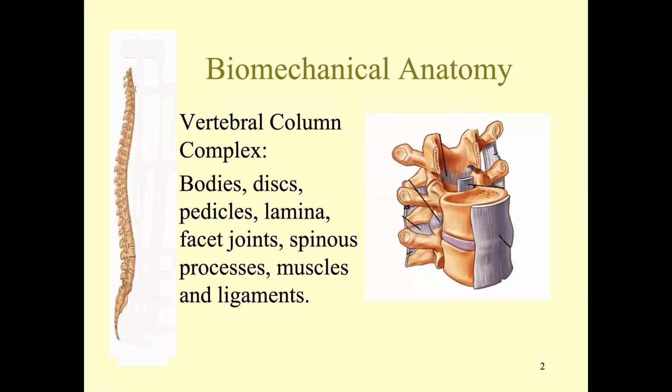So we are going to talk today about the vertebral column complex. Now, what does the vertebral column complex mean? What does that term mean? It means the vertebral bodies, the discs, the pedicles, the lamina, the facet joints, the spinous processes, the muscles and ligaments. And many times we just get lost in the romance of instrumentation and we forget the muscles and ligaments.